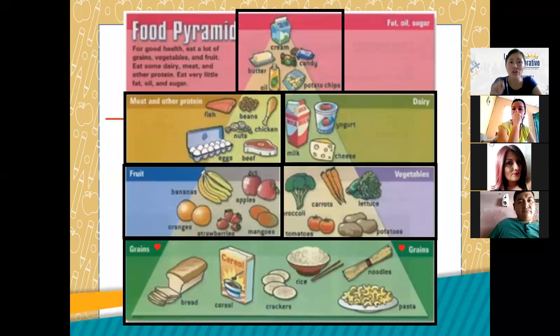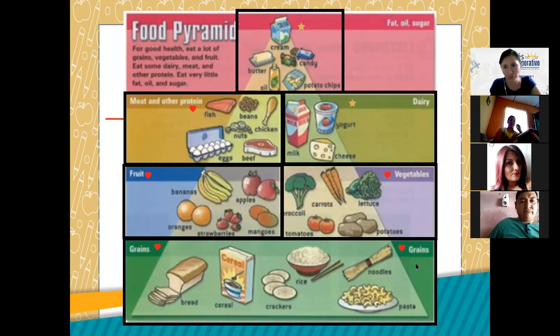Then it says, eat a lot of vegetables and fruits. So they recommend a lot of vegetables and a lot of fruits. And then it says, and other protein, which is here. So they recommend eating protein as well. Eat very little dairy products and fat oil. Those are the ones that you need to avoid, just eat a little. Comer poquito, ¿verdad? But for the rest, you can eat a lot of them. But, por supuesto, tampoco exceder, porque todo en exceso es malo.